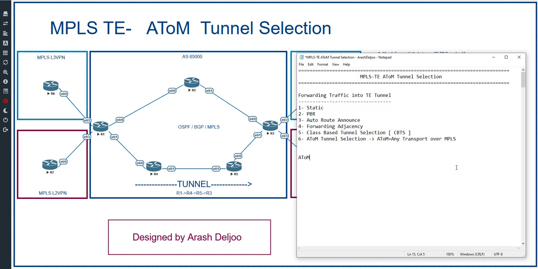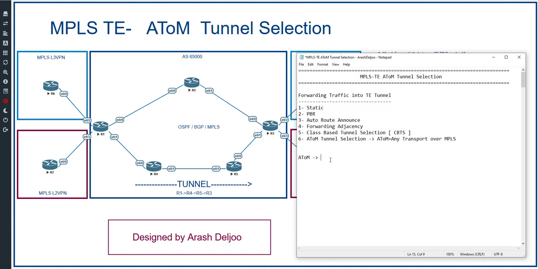If you don't know anything about MPLS layer 2 VPN, for example MPLS point-to-point layer 2 VPN, you can skip this video because this is a combination of Any Transport over MPLS and MPLS TE. After learning Any Transport over MPLS or MPLS layer 2 VPN, you can watch this video for learning about the Any Transport over MPLS tunnel selection. But here, I'm going to review the function of Any Transport over MPLS.